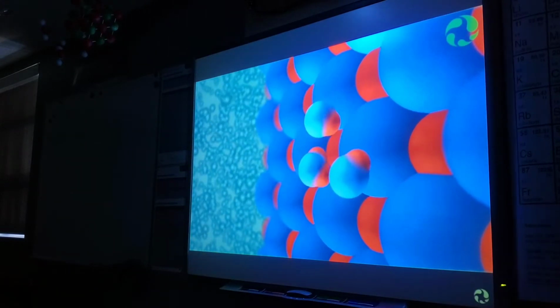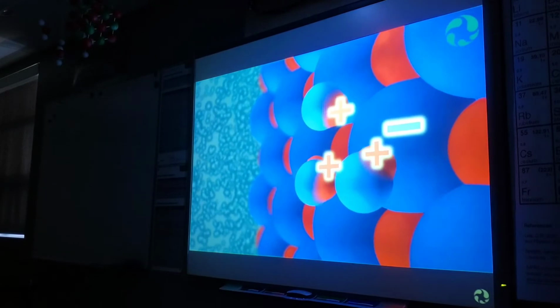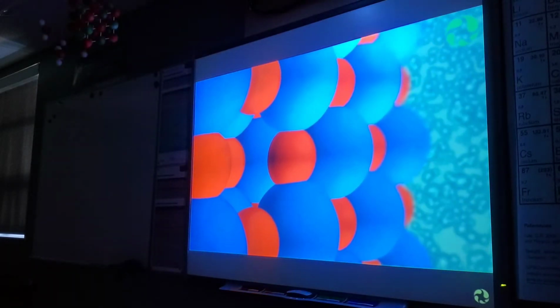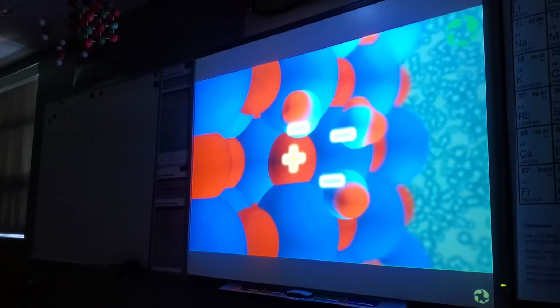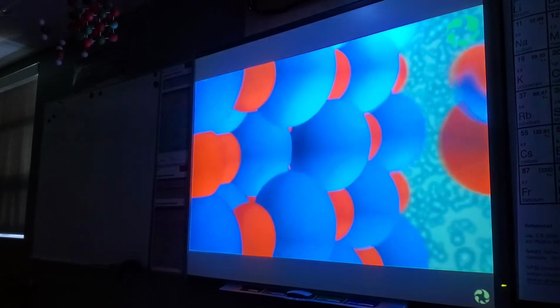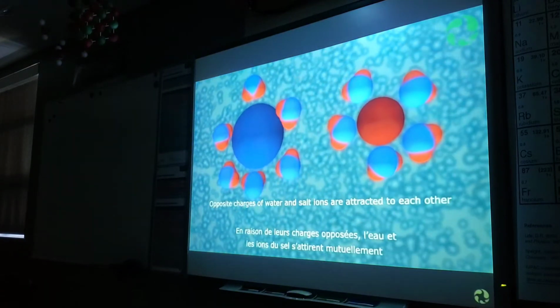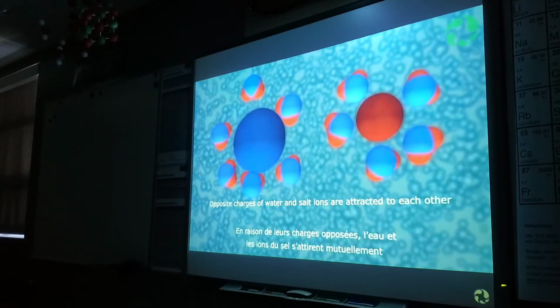Oh yeah. That's what I'm talking about. Isn't that beautiful? That's so good. Look at those ions. They are dissolved. I love it.